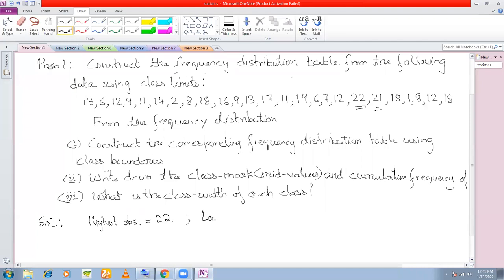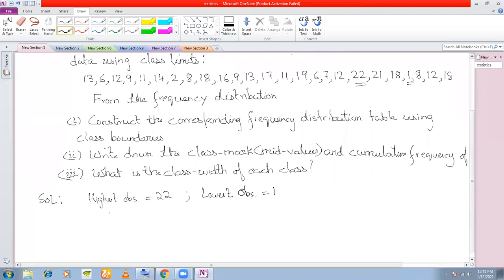And which is the lowest observation? Sorry, the lowest observation is not 21. The lowest observation will be, I think, 1, right? The lowest observation is 1. So now what you do is you find out the range from this. You subtract the lowest observation from the highest observation, you get 20, right?